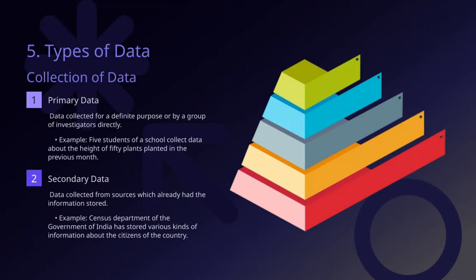Now, let's talk about the different types of data collection. First, we have primary data. This is data that is collected specifically for a particular purpose or by a group of investigators directly involved in gathering the information. For example, imagine 5 students from a school measuring the height of 50 plants they planted last month. They are collecting primary data because they are gathering the information themselves, tailored to their specific project.